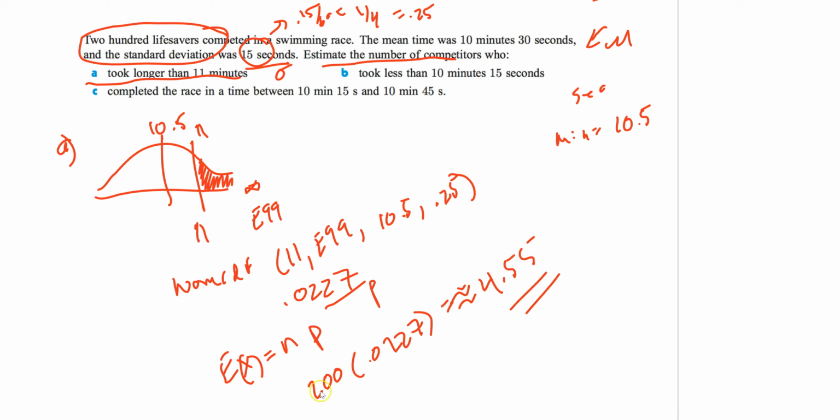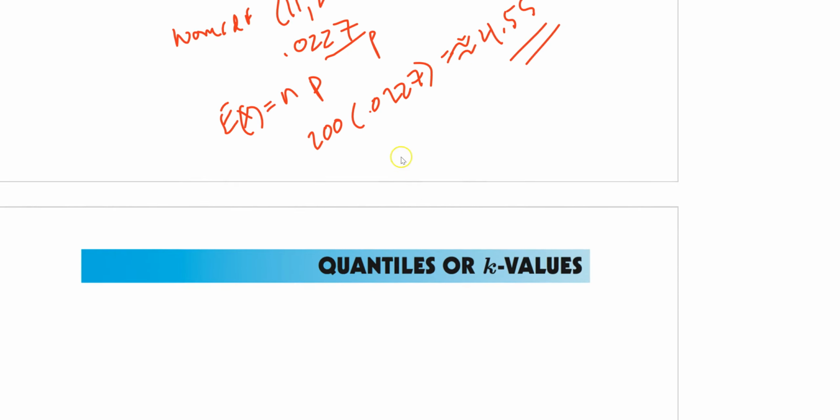We call those the losers of the race. But that's it for that type of idea. Before we move on, keep this in mind, right? Out of 200 people, only about 4 or 5 of them took longer than 11 minutes. These people are slow, like they're the back end of the people. That's what the results mean. If I was going to take the other end, how many people took less than 10 minutes 15 seconds? My guess is very few people, and those are like the winners, the people who won the gold medal.